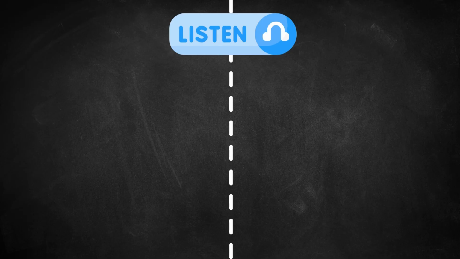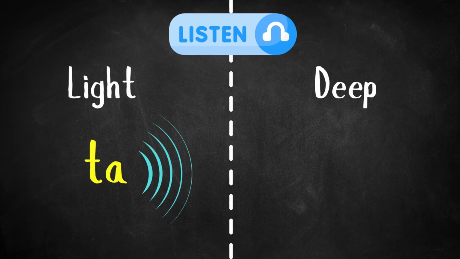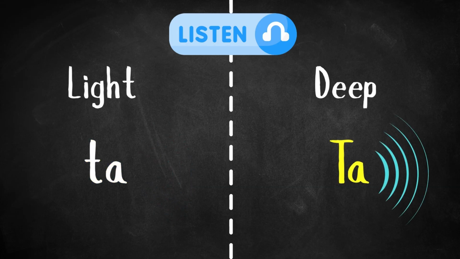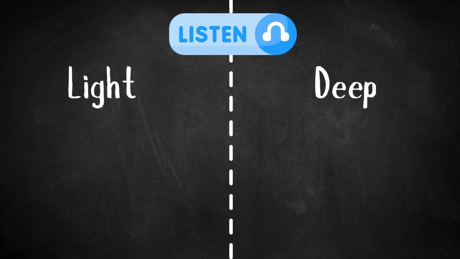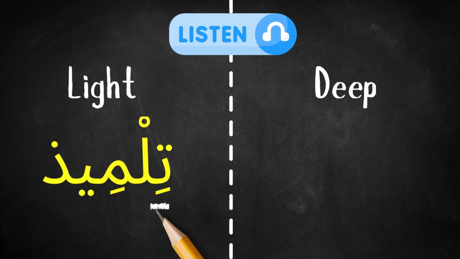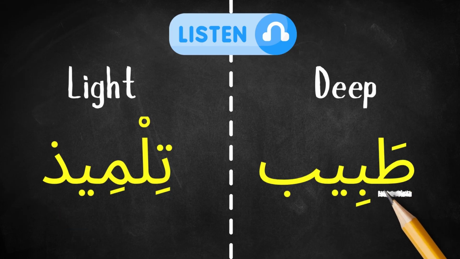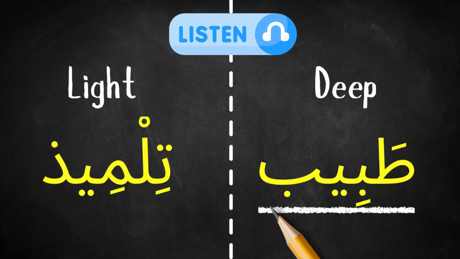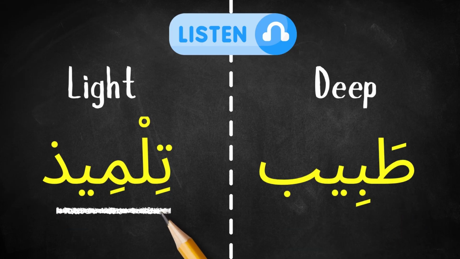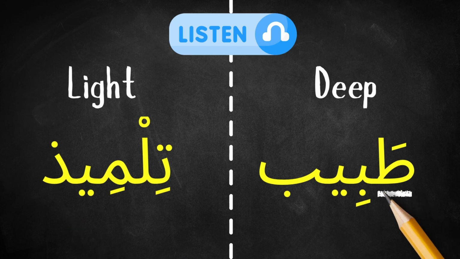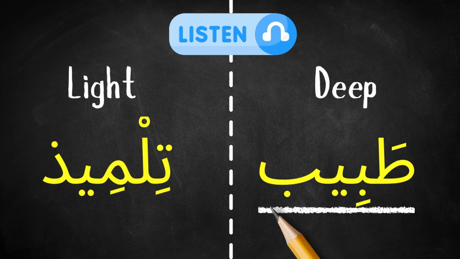Now listen to the difference. One is light and one is deep. تا طا, تا طا. Now repeat after me. تا تلميذ, طا طبيب, تا تلميذ, طا طبيب.